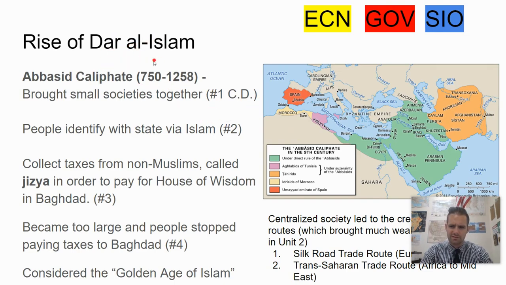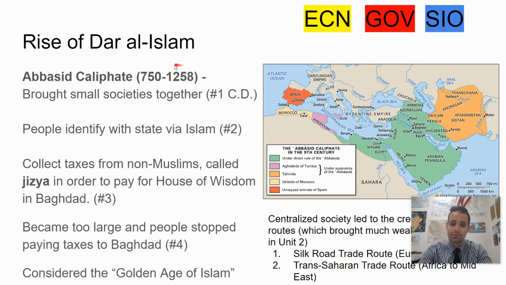We're going to look at this at least a little more specifically. The name of the government, the name of the state that we have here, is the Abbasid Caliphate. They're going to start in about 750. So we're talking 100 years or so after the death of Muhammad, and they will last until 1258.